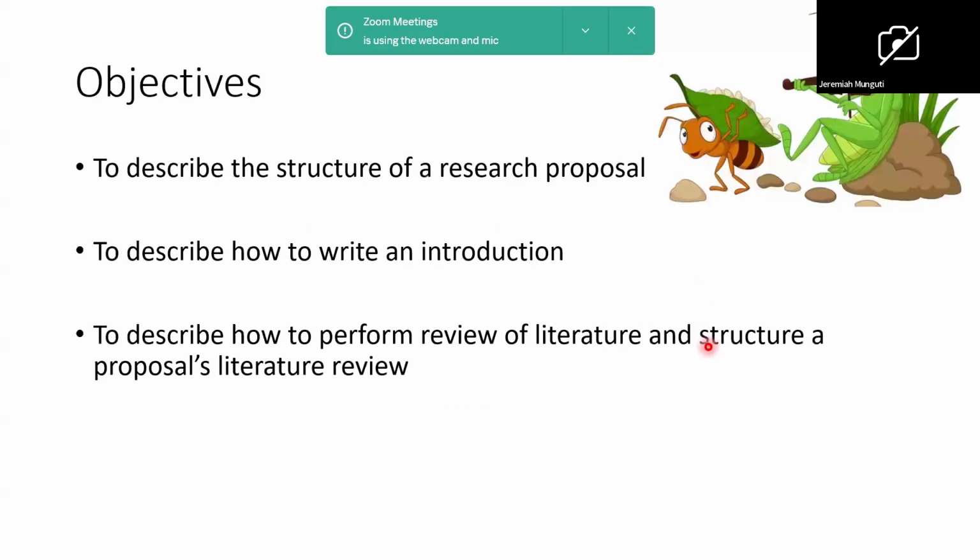So today, what are we going to be studying? So the objectives would be mainly to describe the structure of a research proposal, to describe how to write the research proposal, and especially the introduction and the main body of it, and to describe how to perform a review of literature and structure the proposal's literature review.